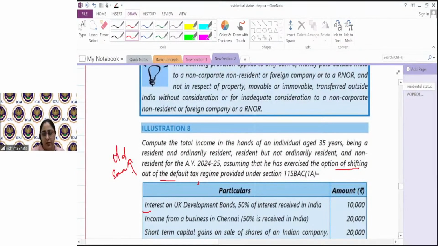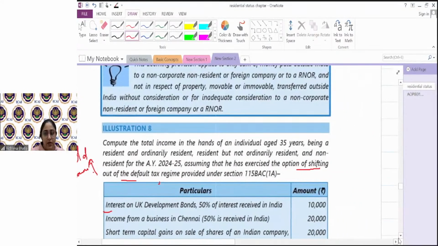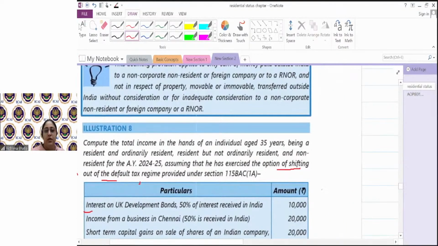Now, one by one, we pick up the scenario and we'll see whether that income is taxable in the hands of resident and ordinarily resident, resident but not ordinarily resident, and NR. Okay? Step by step, we'll pick. I'll tell you how much amount is taxable and how much is not taxable.